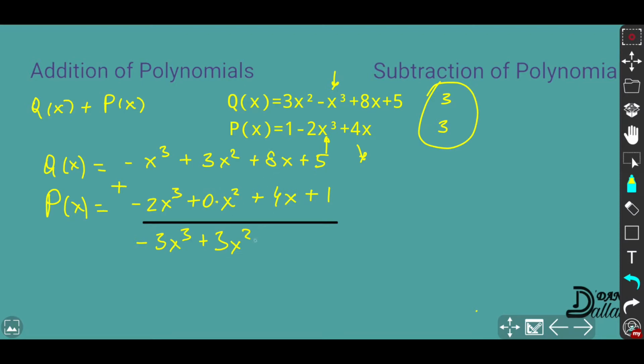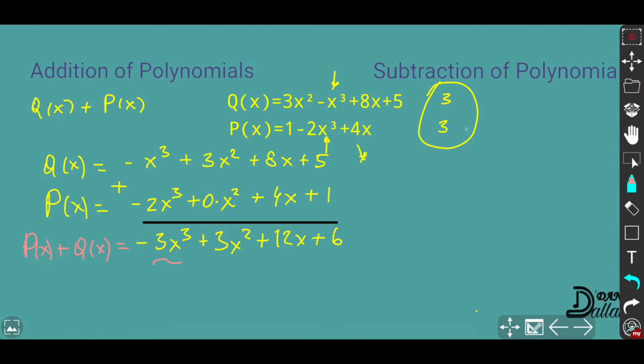Okay. Next, plus 12x, and finally plus 6. As you can see, the maximum power of the resultant polynomial p(x) plus q(x) is going to be 3, as we described before. So we discussed that it is the maximum out of the two powers.